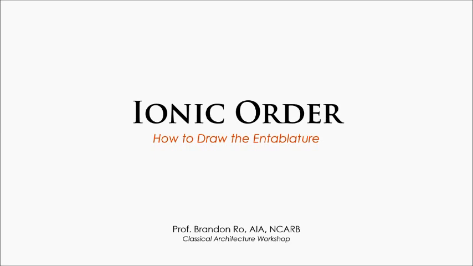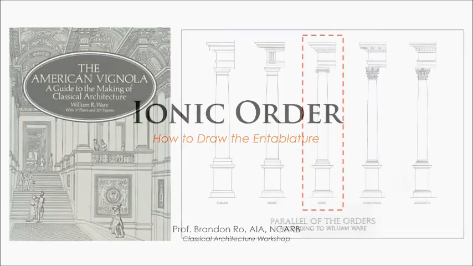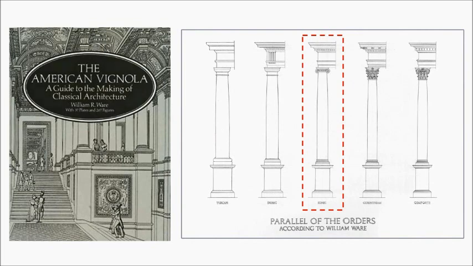My name is Professor Brandon Rowe, and we are going to continue our tutorials with the Ionic Order, specifically how to draw the entablature itself. As we've used in the past, we're going to continue with the American Vignola, a guide to the making of classical architecture by William Ware. The Ionic Order is the third of 5 classical orders. It's that one right there in the middle, highlighted.